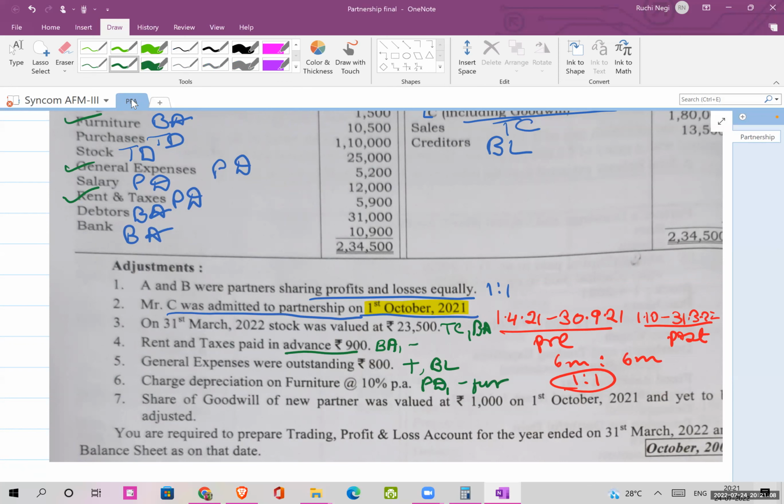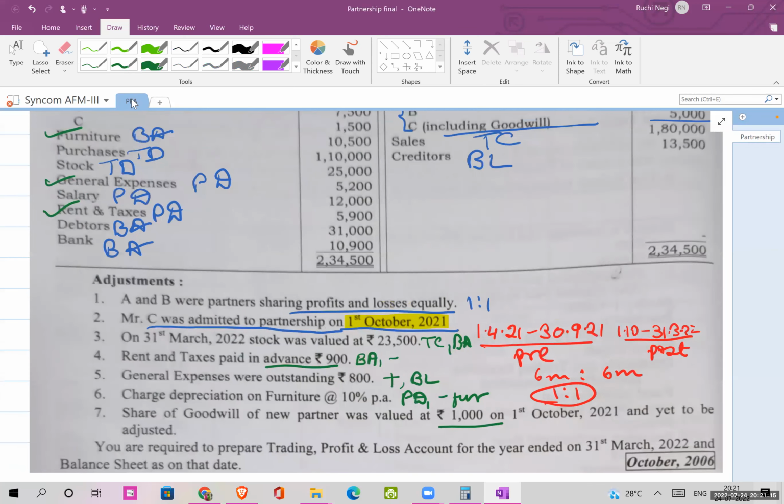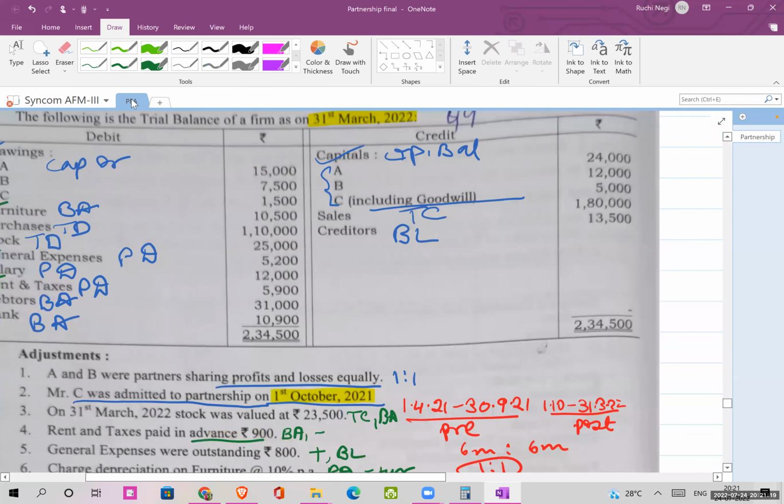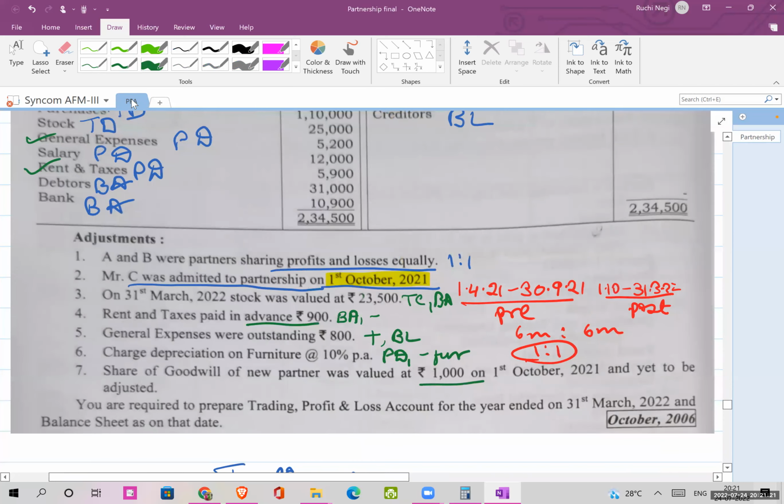Then share of goodwill of new partner is valued at 1,000. ठीक है. So इधर goodwill इधर capital कितना है 5. 5 में से 1,000 is what? Goodwill. So बाकी का 4,000 is the capital. And yet to be adjusted, मतलब it is not been distributed. So we will do it.